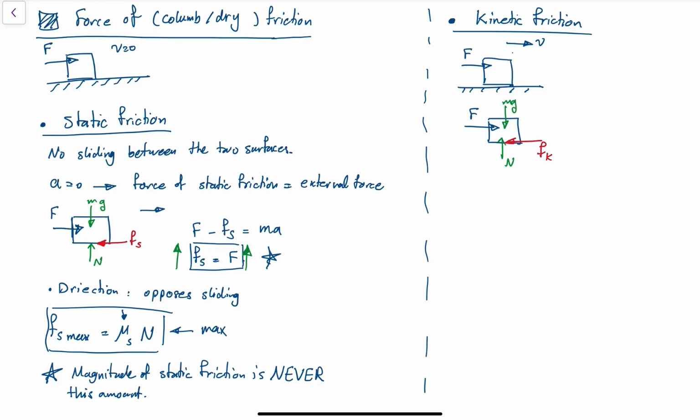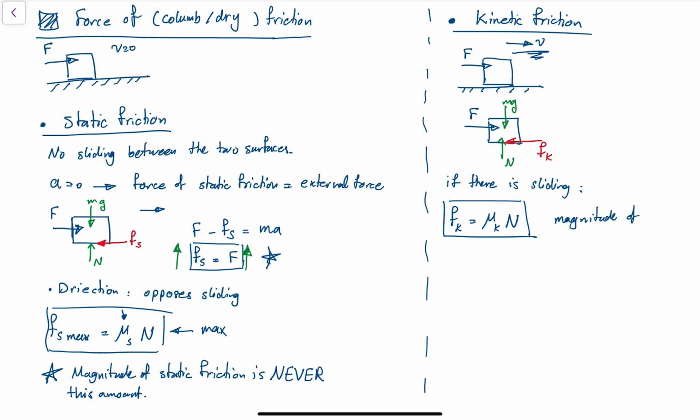All right. So when there is motion, if there is sliding, you can go ahead and calculate the size, the magnitude of this kinetic friction as, again, some coefficient of kinetic friction multiplied by the compressing force between the two surfaces. So this is the magnitude of the kinetic friction force.